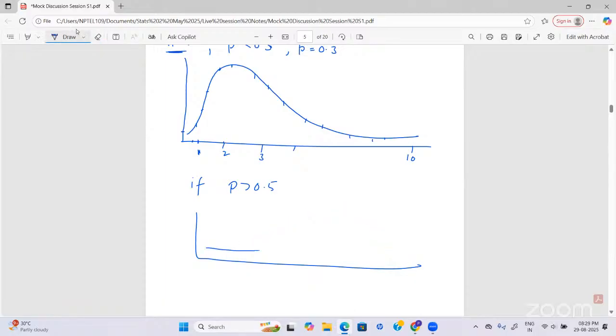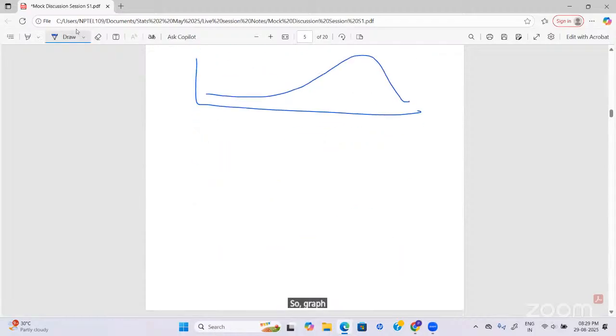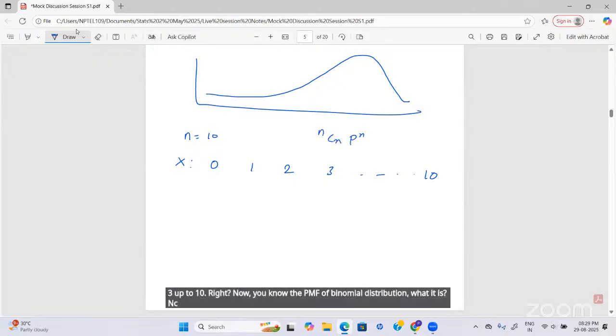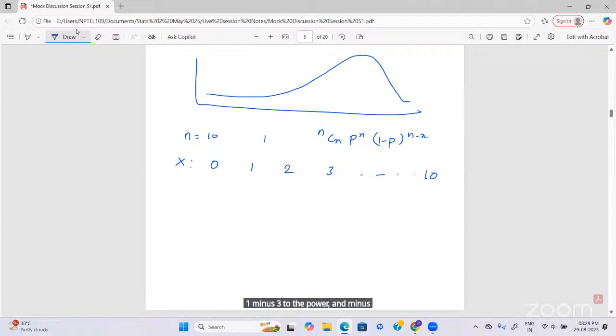Ma'am, how are you making the graph? So suppose we have n equals 10, and it is a binomial distribution. So x can take the values 0, 1, 2, 3 up to 10. Now, you know the PMF of the binomial distribution, what it is? nCx, p to the power x, and (1 minus p) to the power n minus x. This is the probability mass function.